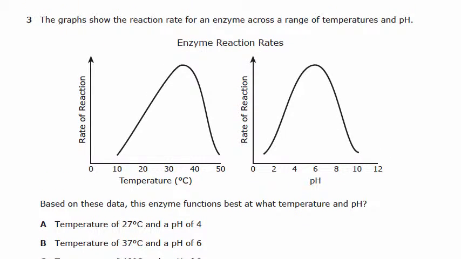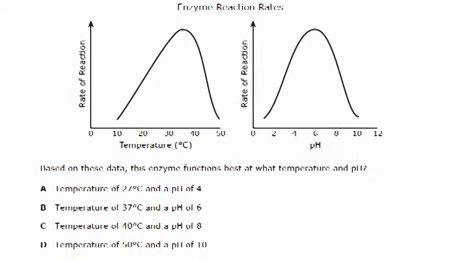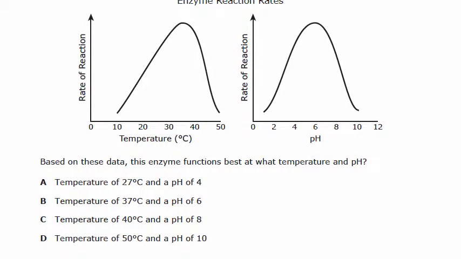Number 3. The graphs show the reaction rate for an enzyme across a range of temperatures and pH. Rate of reaction, temperature, rate of reaction, pH. This chart is titled Enzyme Reaction Rates. Based on these data, this enzyme functions best at what temperature and pH?